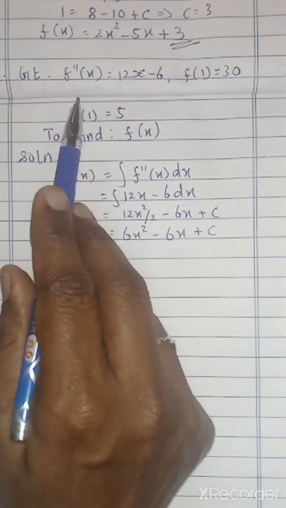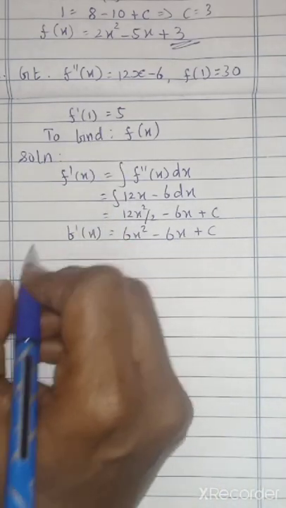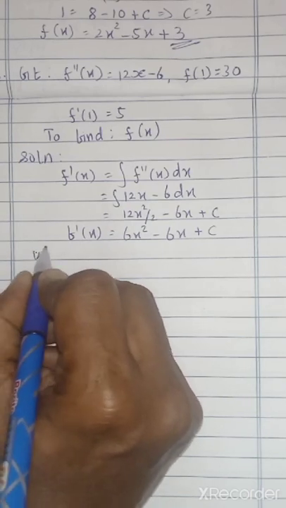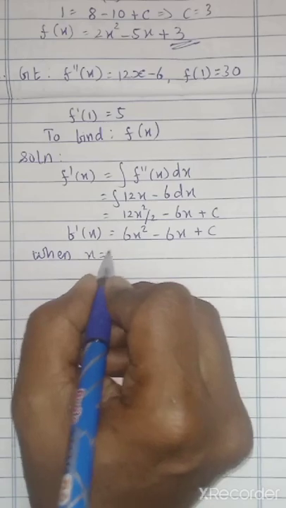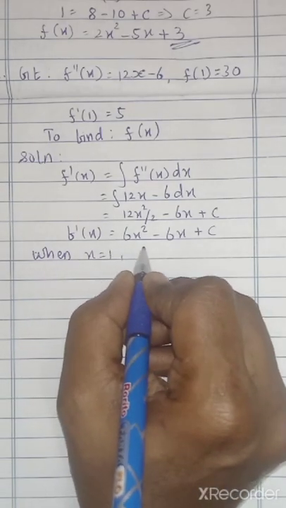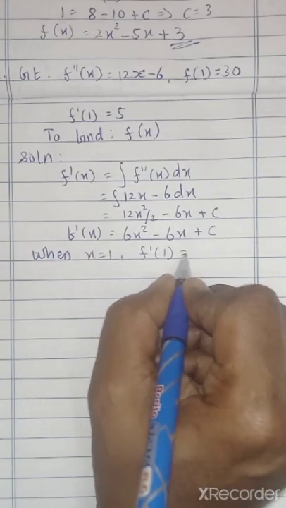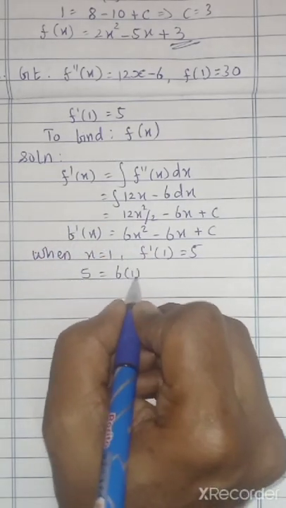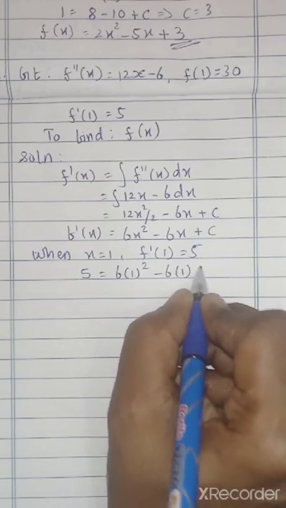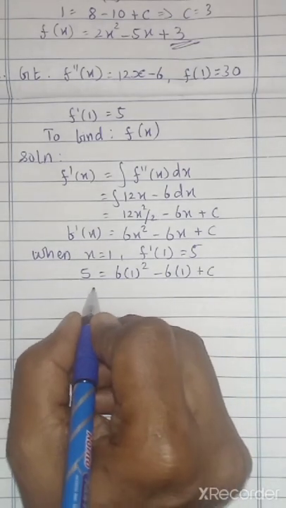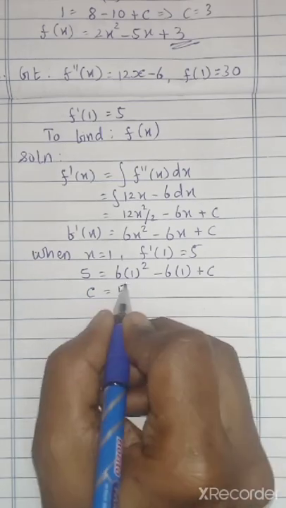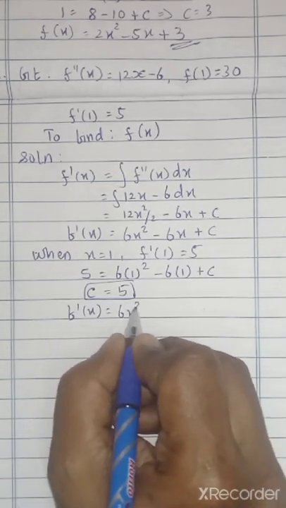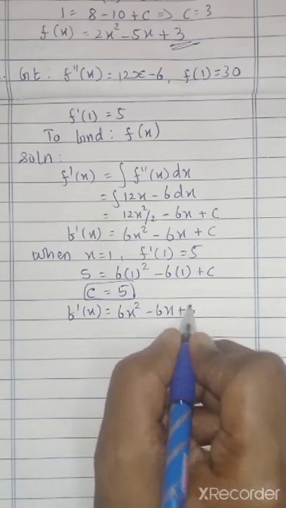And here what is given? F dash of 1 equal to 5, correct? So when x equal to 1, f dash of 1 equal to 5. So instead of this we are going to substitute 5 equal to 6 into 1 square minus 6 into 1 plus c. If you simplify this you will get c equal to 5. Okay, so f dash of x equal to 6x square minus 6x plus 5.